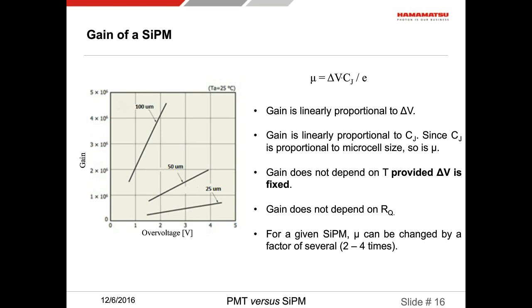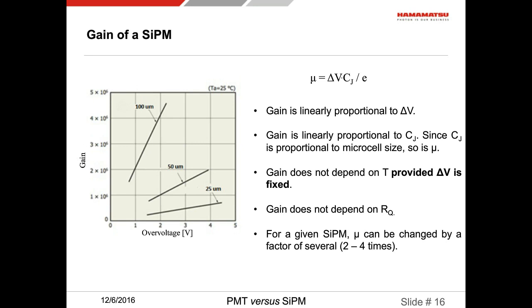What's rather remarkable about a SiPM is that the gain does not depend on RQ. It also does not depend on temperature, provided, however, that overvoltage stays constant. If I do not ensure that, changing temperature actually greatly affects breakdown voltage. So if the supply voltage stays fixed, the gain would change. So as a practical matter, gain does not depend on temperature. Again, and that's a very important point, provided overvoltage is fixed.